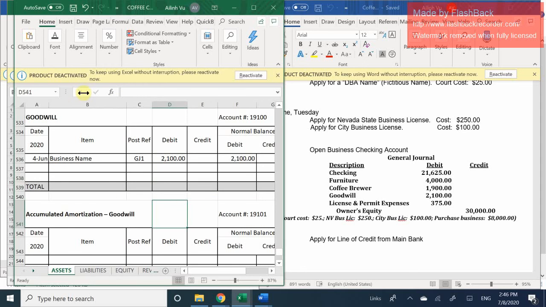Right. So on your journal, your post reference is your account number. On your ledger, it's wherever you posted it in the journal. So if I need to find a discrepancy, I can look at my post reference and see I recorded this on this specific journal page. I just flip to that page instead of going through each date and find it there. Okay, that makes more sense.